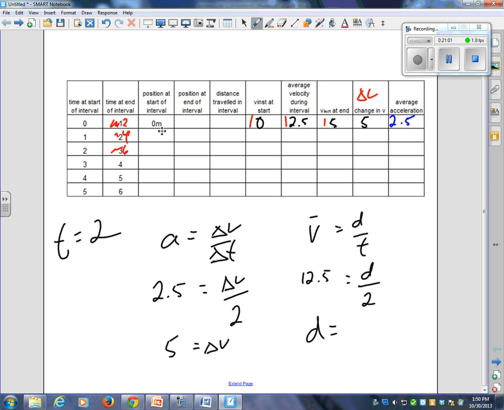Can Steve solve that in his head? I hope the rest of you can. 12.5 equals d over 2. Something divided by 2 is 12.5. That something is 25. So the distance traveled is 25. And if I started at 0 and I traveled a total distance of 25, then I must end up at 25. Must I not? How do I go down to the next row? Well, I'm going to assume that the average acceleration remains the same. The position at the start of the interval is now 25 because that's where it ended up.